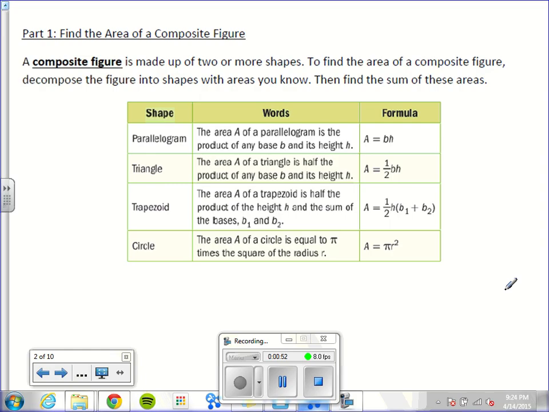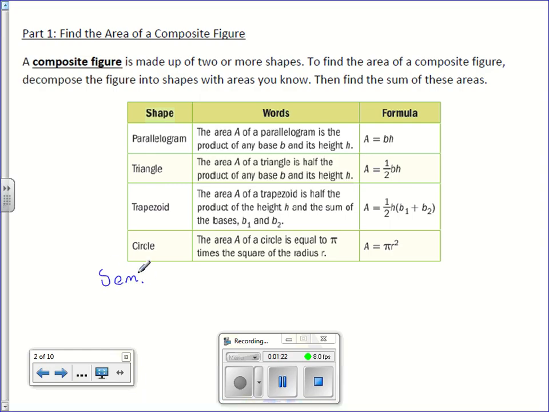So here are some area formulas that you have previously learned. The area of a parallelogram is base times height. The area of a triangle is 1/2 base times height. The area of a trapezoid is 1/2 height times the two bases added together. And the area of a circle is pi r squared. Another area that we just recently talked about is the area of a semicircle, which is area equals 1/2 pi r squared.